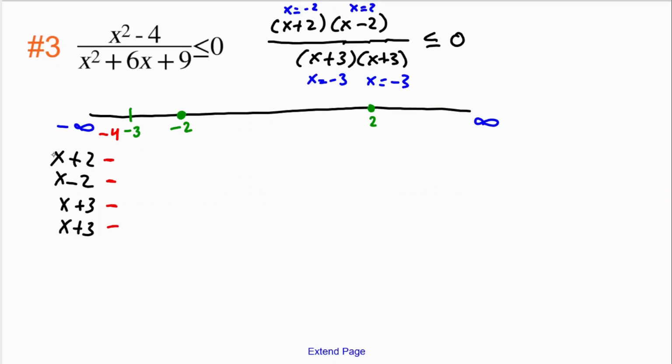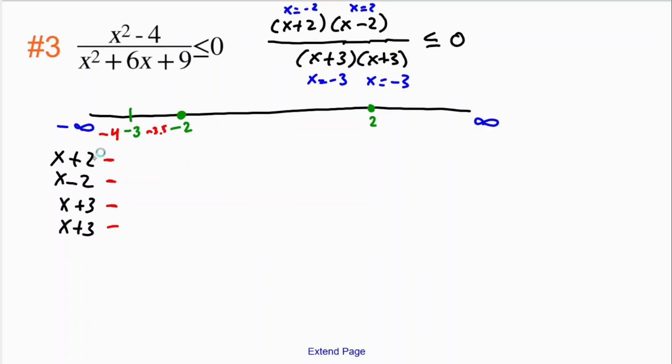Just check here. Negative 4 plus 2, negative. Negative 4 minus 2, negative. Negative 4 plus 3, negative. Negative 4 plus 3, negative. Okay, so from negative 3 to negative 2, this is where our values are a bit more strict. I'm just going to do negative 3.5, because that's a real number in between -3 and -2, so it works.